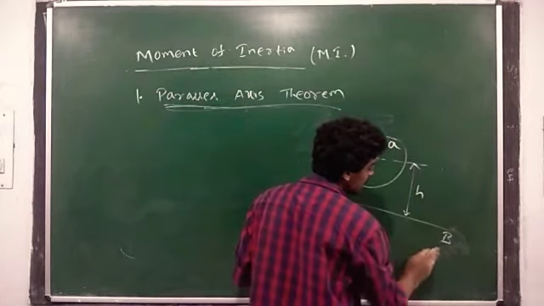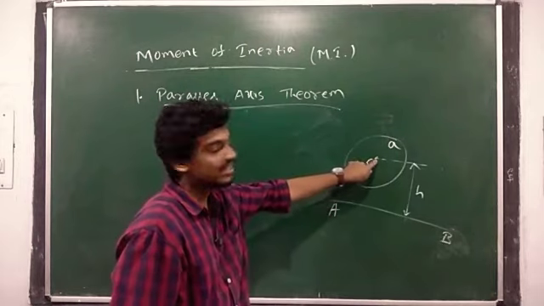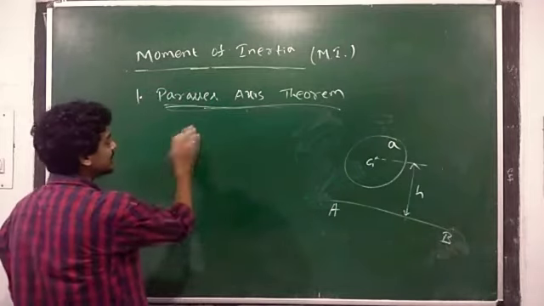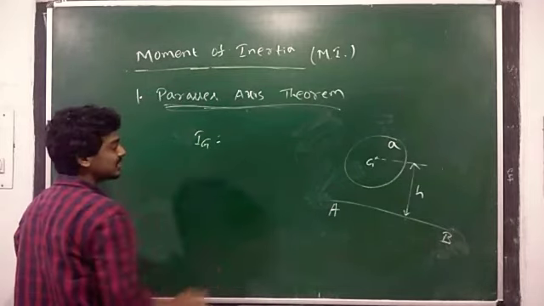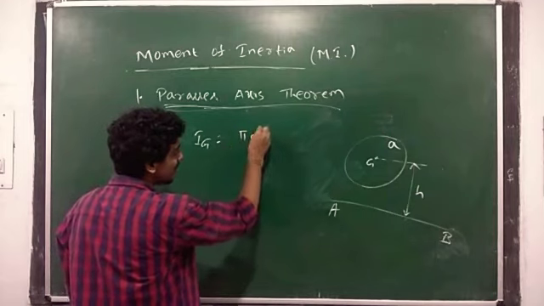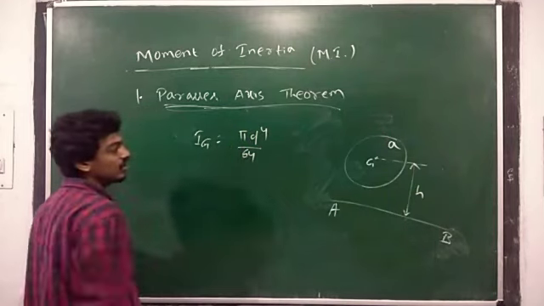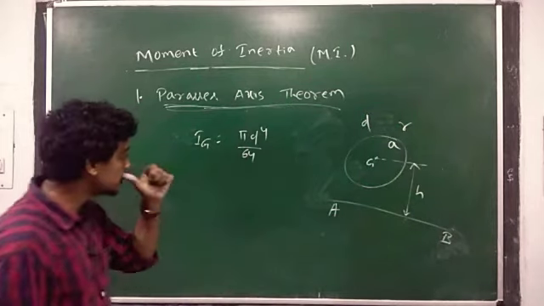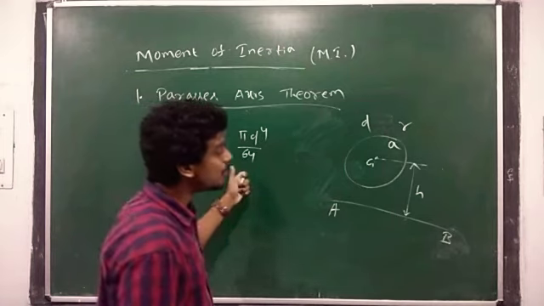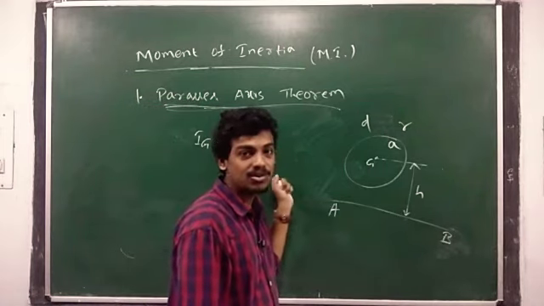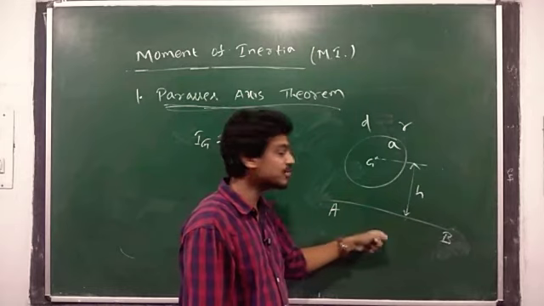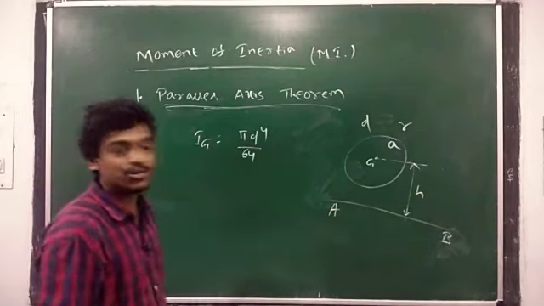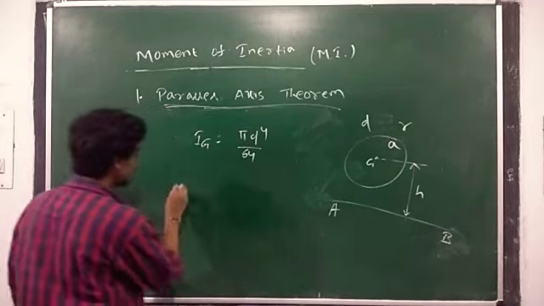So if someone will tell to calculate the moment of inertia about centroidal axis, that is already told, what will be pi D to the fourth by 64 if the diameter is D and radius is small r. So this will be pi D to the fourth by 64. But if someone will tell to calculate the inertia value along AB line, so how to calculate along AB? In that case parallel axis theorem will be used.